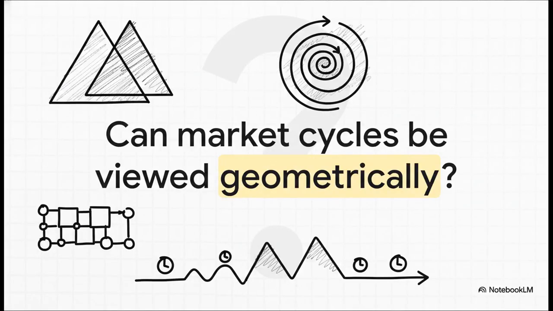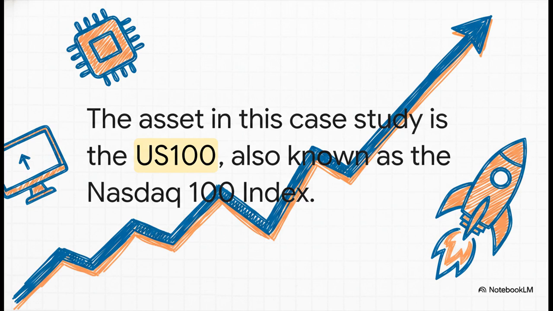So it all kind of boils down to this one question. Can market cycles actually be viewed through a purely geometric lens? That's really what this documentation is exploring. We're not going to get into the why it might work. We're just documenting what happened when this model was applied. Now, the asset at the center of this particular case study is a big one. It's the US100, which, as you probably know, is the NASDAQ 100 index.